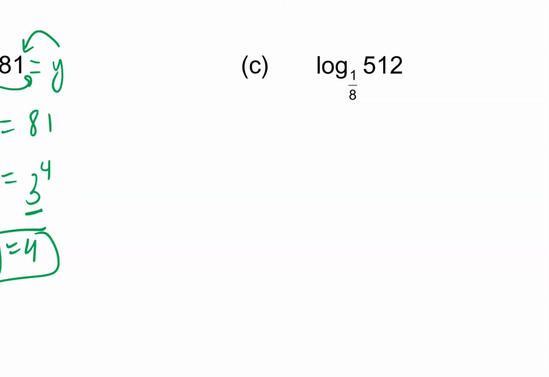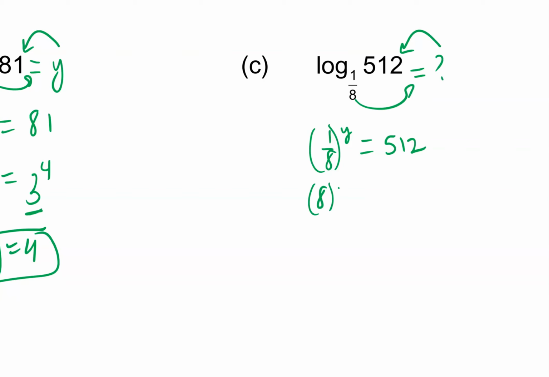So 1/8 to what power is equal to 512? So I have 1/8 to the y power is equal to 512. Ooh, this is a trick one. We have to make each of the sides the same base. So I'm going to pick 2. So why don't I put 8 to the negative y is equal to 512.